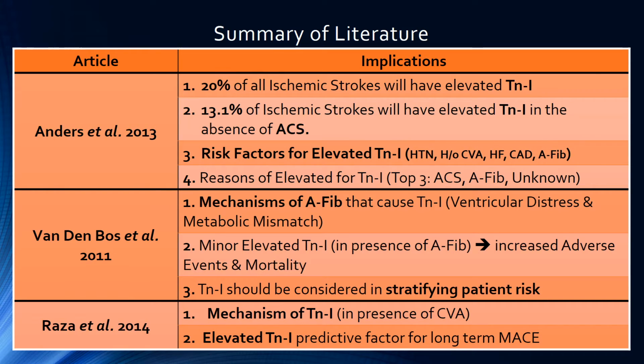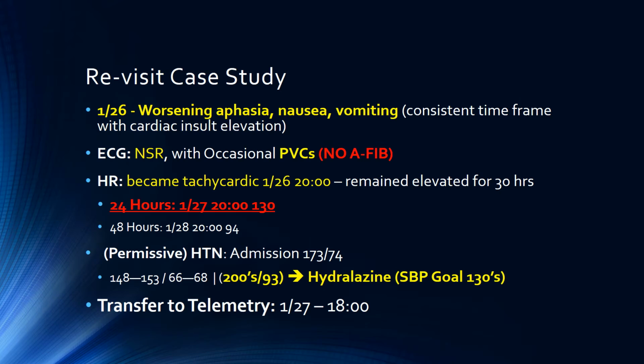So again, based on the neurological note on January 26th, the day that she presented, in the evening, she had worsening aphasia, nausea, and vomiting. Her EKG, though normal sinus rhythm, had occasional PVCs, no AFib, which we know is critical. However, her heart rate became tachycardic about 8 o'clock or so on that night after admission. This remained elevated for over 30 hours, peaking at 130 beats per minute the following day.